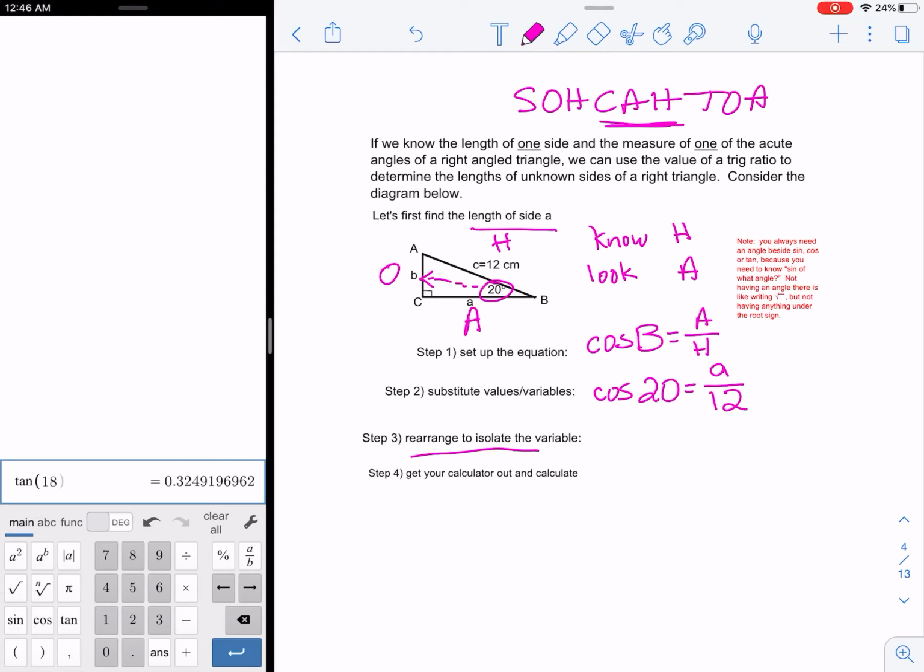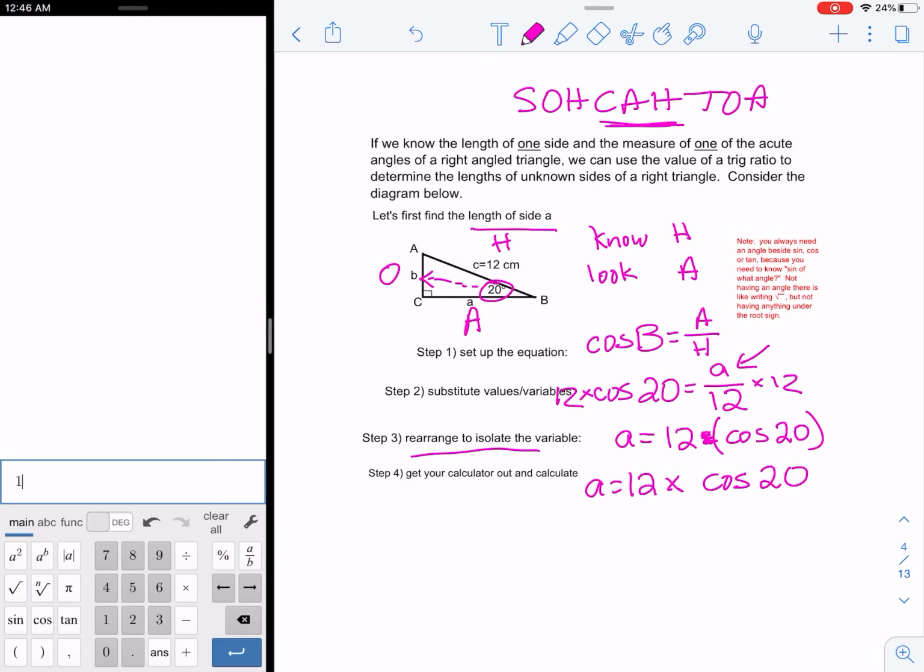Now you want to rearrange to isolate the variable. We need to isolate this A, which means we need to multiply both sides by 12. So that means that A equals 12 times the cosine of 20. So I'm just going to put that in brackets, and we really don't need that multiplication sign there. Then you get your calculator out and you actually calculate. You're going to do 12 times cos 20. So again, if you have a two-line display calculator, you can just type that in. So 12 times the cosine of 20 degrees.